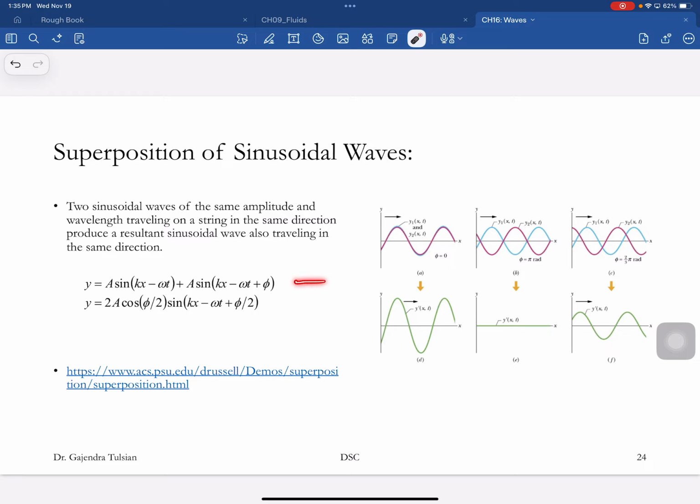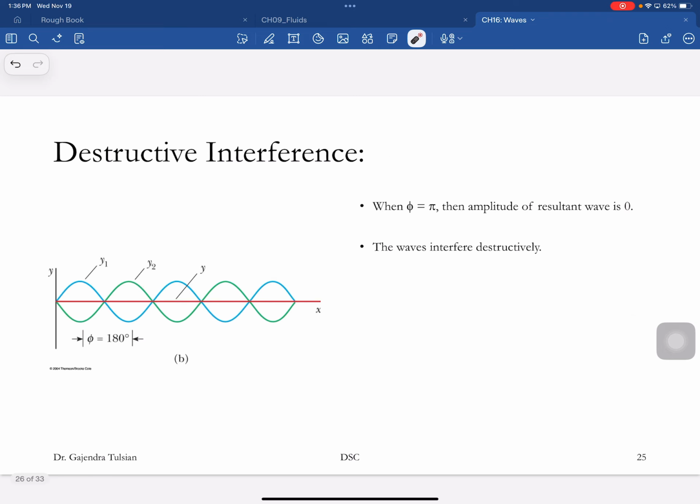What if I gave you 3 and 4 waves traveling together? Then it'll get super messy. But we'll show you a little trick on how to add them. But again, that's sort of esoteric. I mean, we don't concern ourselves with it too much.